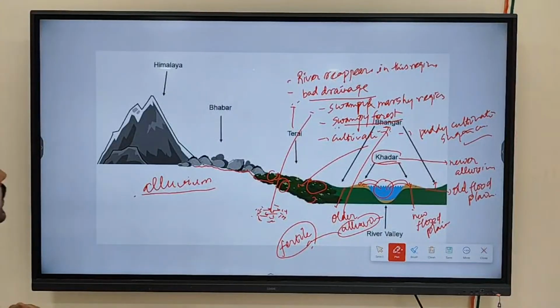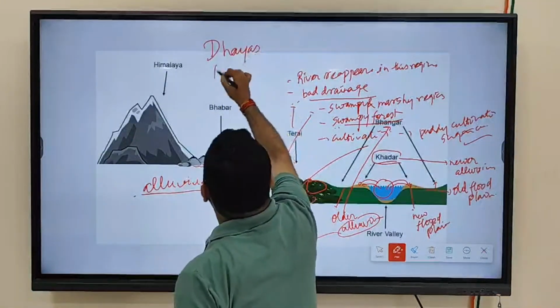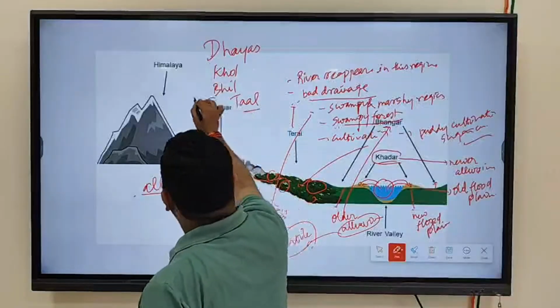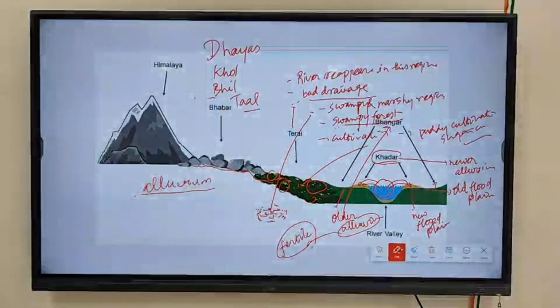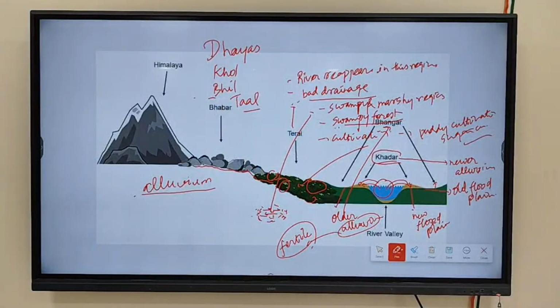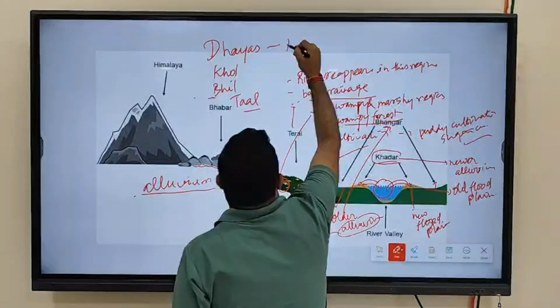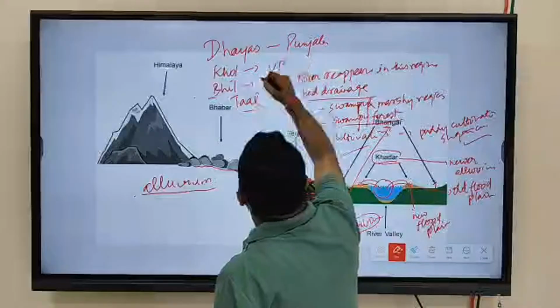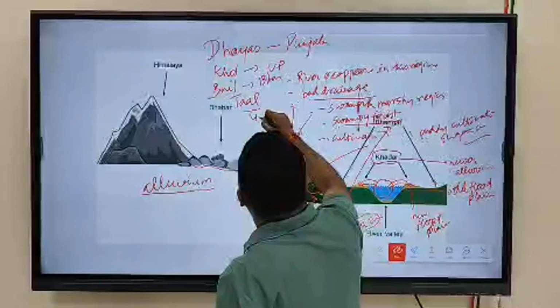Now there are different names that are also being used: khol, bheel and tal. Dayas, khol, bheel and tal. This is for khadar. The different names used for khadar are Dayas, khol, bheel and tal. Dayas is the name that is used in Punjab. Bihar, tal.